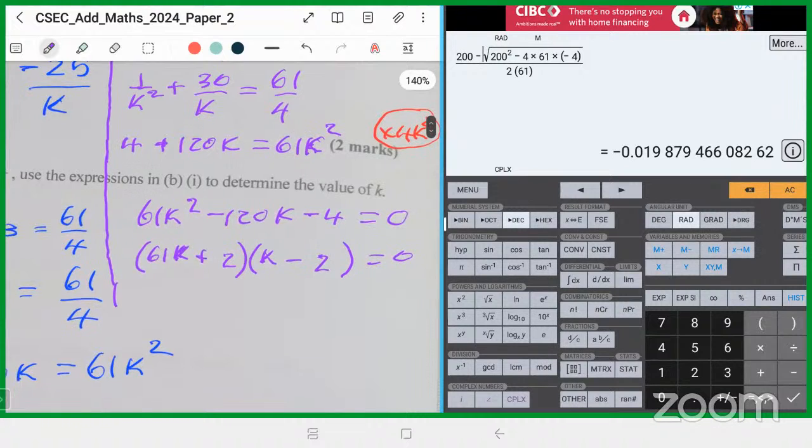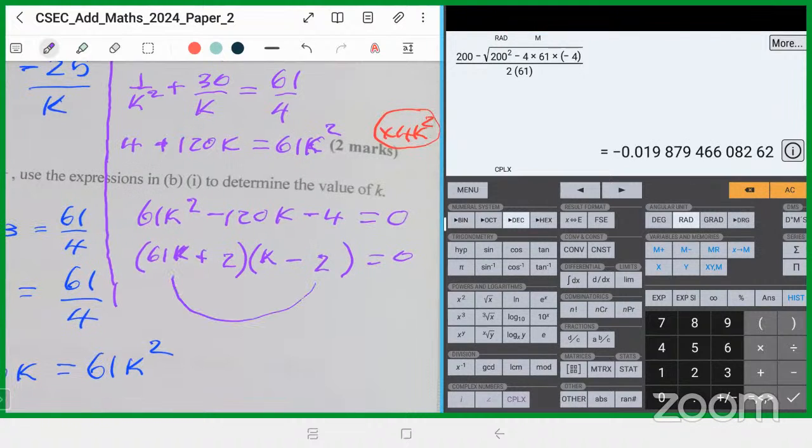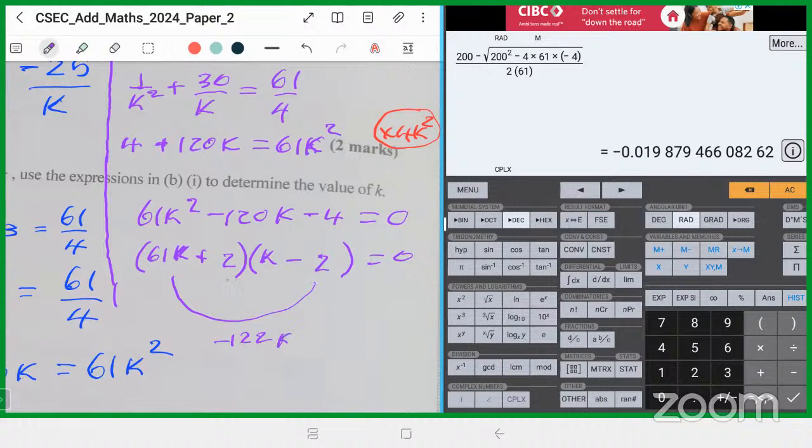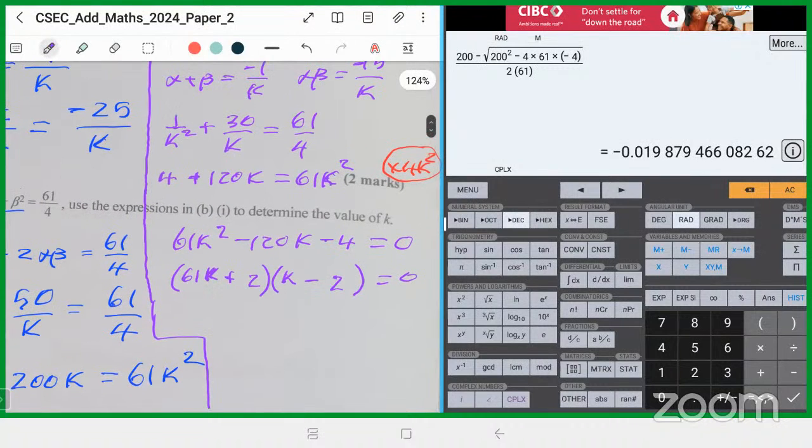Let's check if that is correct, because that would be 122k minus 2k, right? And then 122 and 2 gives us the minus 120. So you see, CXC made an error with this question. They made a mistake with the very first question. Ridiculous, unbelievable. So this one can now be factorized. This expression can be factorized. Those are the factors.